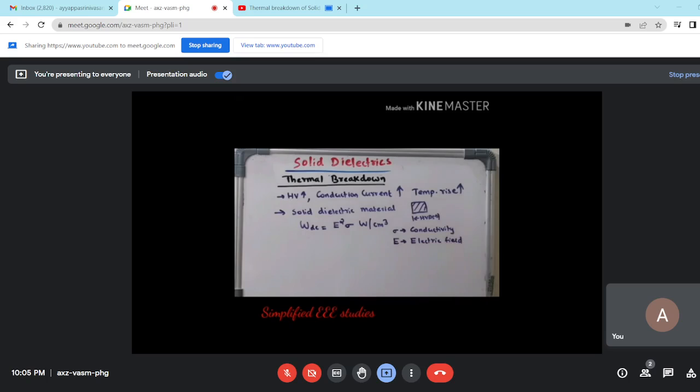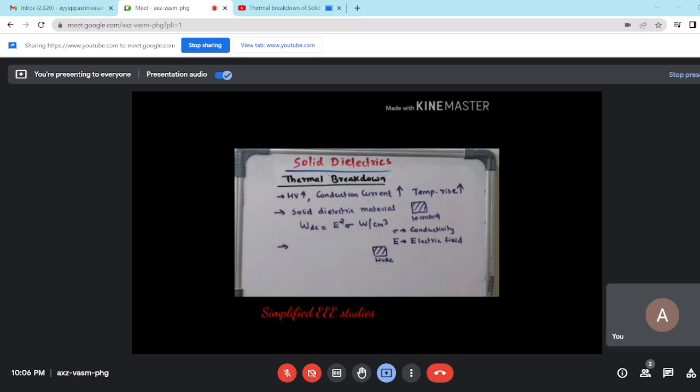It can be calculated by using the expression E is equal to V by d, where V is the applied voltage and d is the distance. So this is the amount of heat generated inside the solid dielectric material under the presence of high voltage DC. Consider the next case. Consider a solid dielectric material. You are applying high voltage AC.